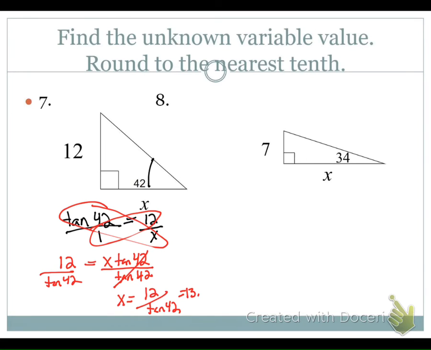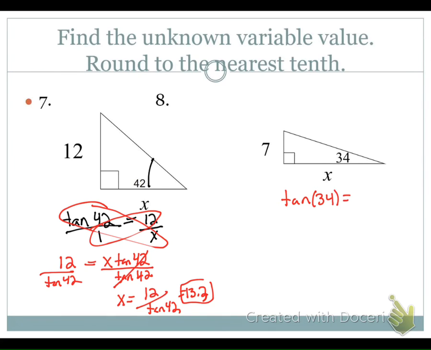I'll repeat it so that you can verify if that's correct. It is 13.3. So you're going to use no tan inverse here, just 12 divided by regular tangent of 42 degrees, with the angle going inside the parentheses of the tangent. It's 13.3.